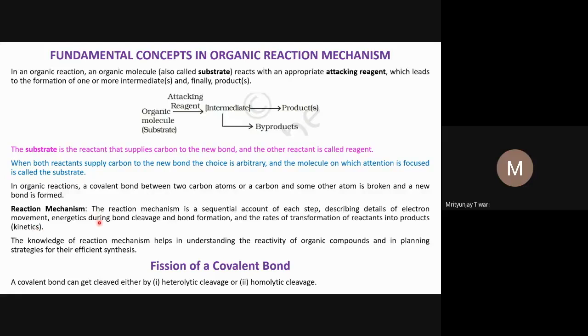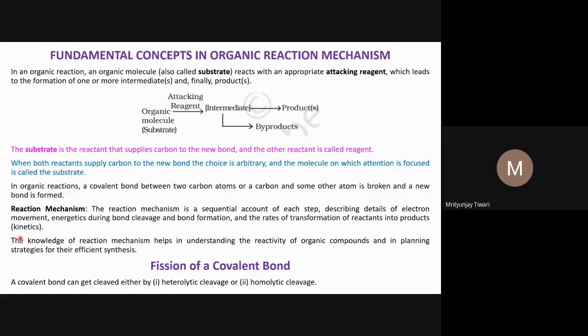So the energetics during bond cleavage and bond formation, and the rates of transformation of reactants into products at each step, is called the reaction mechanism. The rate of transformation is what we study in chemical kinetics.